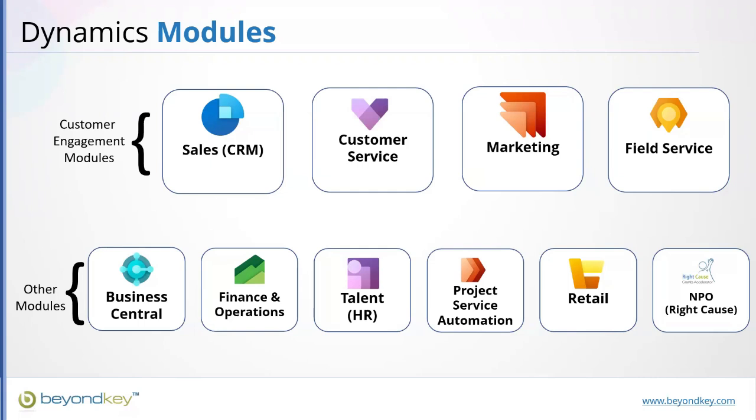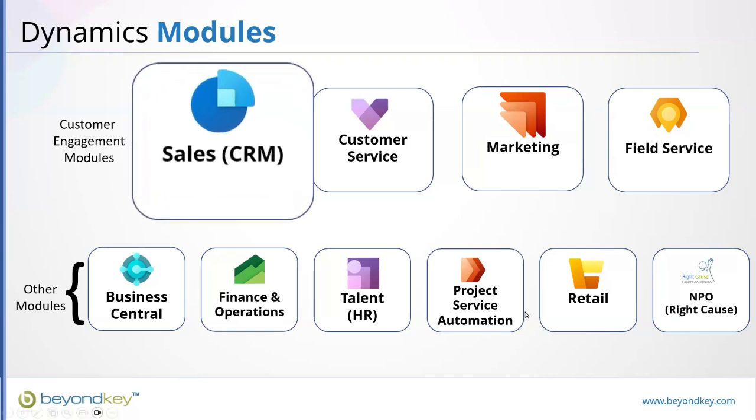So there are a number of modules on the bottom, as you can see, things like Business Central, Finance and Operations, Talent, Project Service Automation, Retail, and MPOs, or Right Cause, which is our personalized service for nonprofits. You also have customer engagement modules. Those are sales or the CRM, customer service, marketing, and field service. For today, we are going to focus on the sales or CRM module.